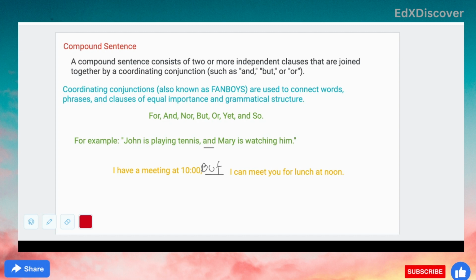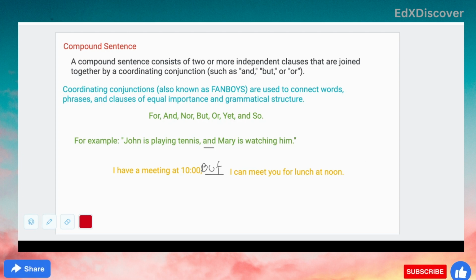Great. So how did you know it is "but"? Using the FANBOYS, you just found which conjunction will fit between these two sentences. Yes, "but" is the answer. I have a meeting at 10, but I can meet you for lunch at noon.